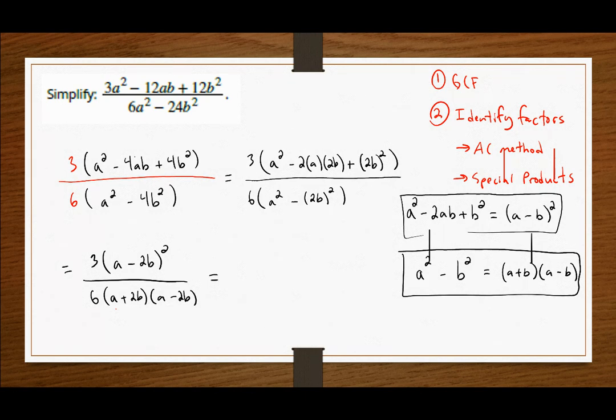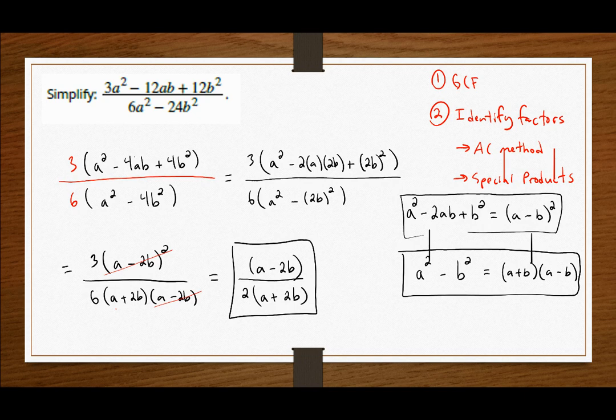So now we can start identifying what is the common factor, and it appears that at least one a minus 2b shows up in the denominator as well as in the numerator. Since this has an exponent of 2, we assume that there's actually 2 of these a minus 2b's, and so what would be left over is at least 1 in the numerator. My coefficients 3 and 6 will be reduced to 1/2, so I still have at least a 2 down here, along with the other factor a plus 2b. So there is my solution, whittled down to its simplest form.